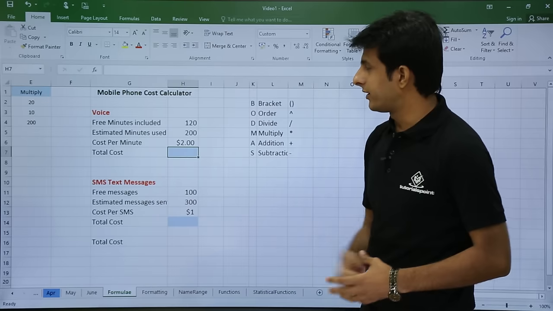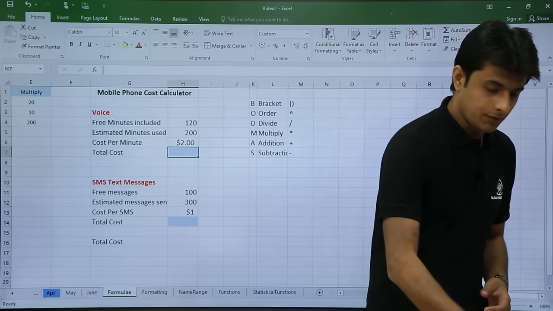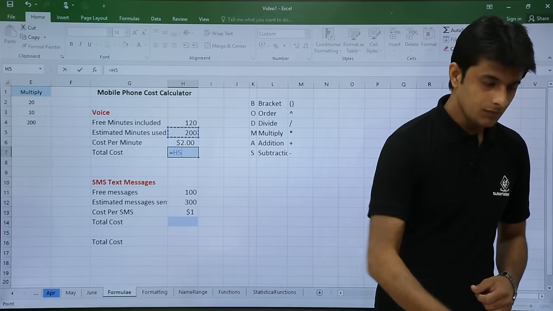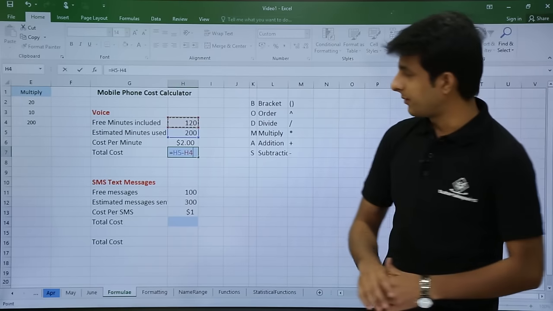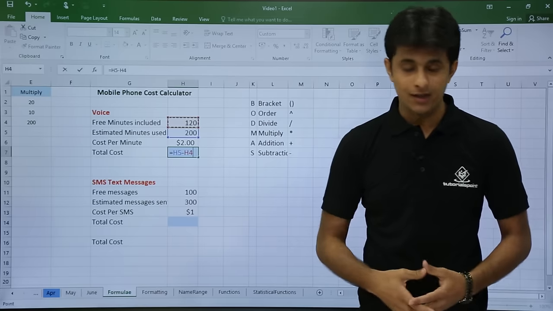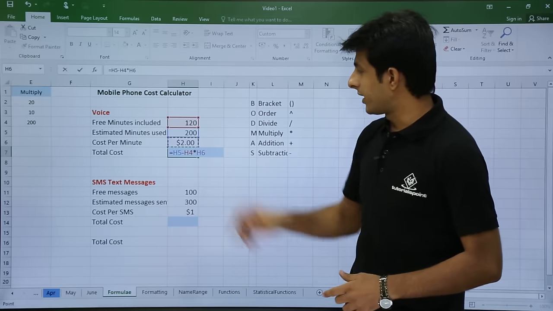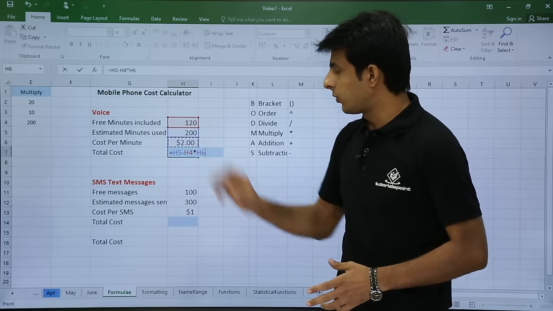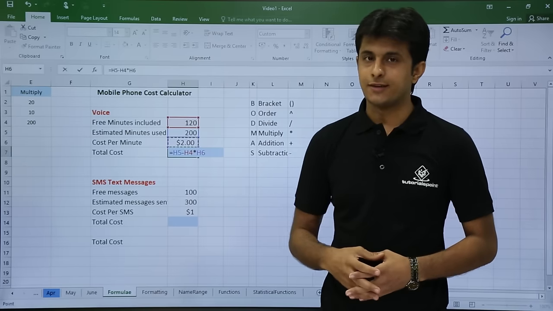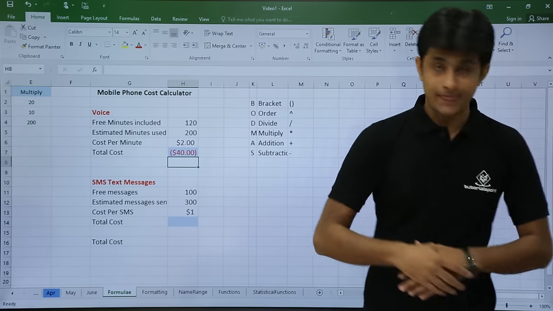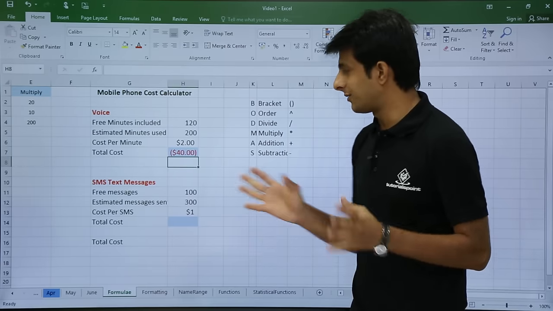The calculation I'll be doing here is for the extra voice cost. So I'll use a formula here as equal to estimated minus the free minutes included. So I should get the answer as 80, and that 80 I should multiply with the $2 per minute. I'm expecting the answer as 200 minus 120, that is 80, 80 multiplied by $2, that is 160. So when I press enter, now you can see there's a different answer, which is showing 40 in brackets, $40.